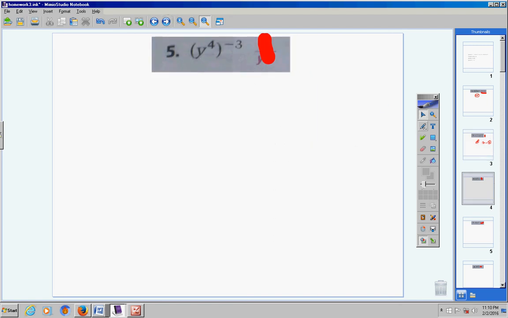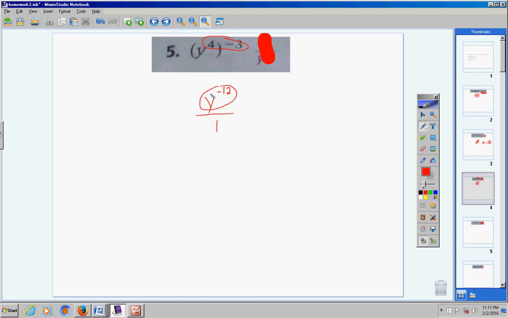Number 5. Here is an example of a power being raised to a power. Now notice we're not multiplying like bases. In fact, we only have one base. It's a y. We have a power being raised to a power. When that happens, you multiply your exponents. So your answer would be y to the negative 12. Now, that's unacceptable because we have a negative exponent. So I'm going to put all of this over 1, and here we go again.